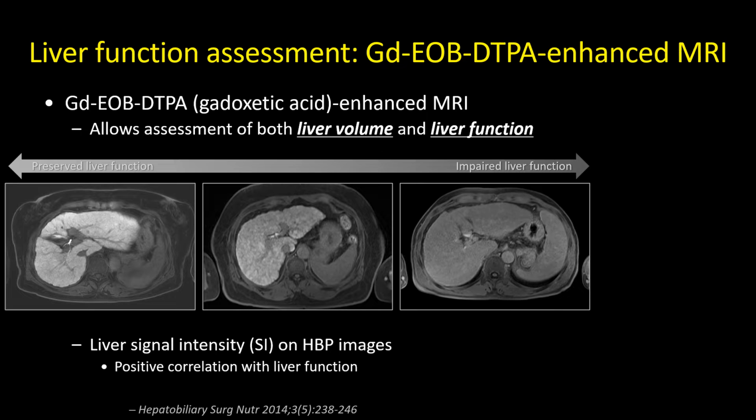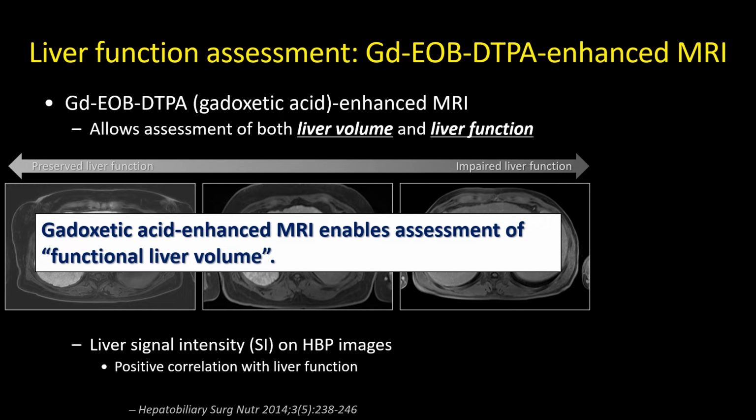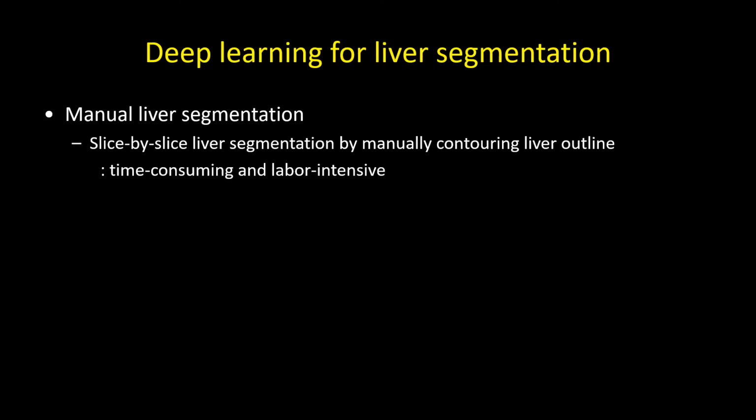The signal intensity of the liver on hepatobiliary phase images, normalized by spleen signal intensity, has been known to be positively correlated with liver function and therefore enables assessment of functional liver volume. By the way, to measure liver volume using the cross-sectional images, liver segmentation is required. However, slice-by-slice manual liver segmentation is a time-consuming and labor-intensive task.